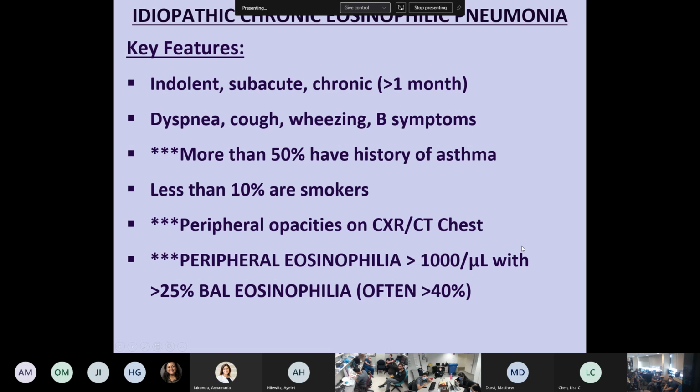So greater than 1,000 per microliter. So if you look at the peripheral smear on our Sunrise, it would be greater than 1. And then when you bronch them, they have to have greater than 25%, but usually they'll have greater than 40% eosinophilia. And very importantly, with chronic eosinophilic pneumonia, relapse is very common, unfortunately.